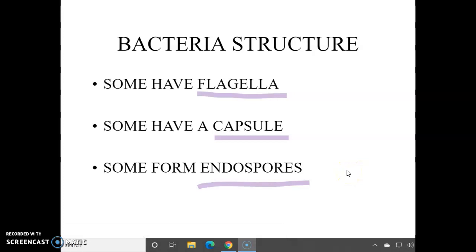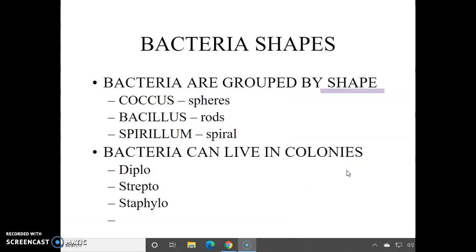All right, now bacteria are grouped according to their shape. So you can label these coccus, those are spheres. Bacillus are the rods, and spirillum are the spiral. And they can also live in colonies. There's not a place to write this down, but I thought you might find it interesting.